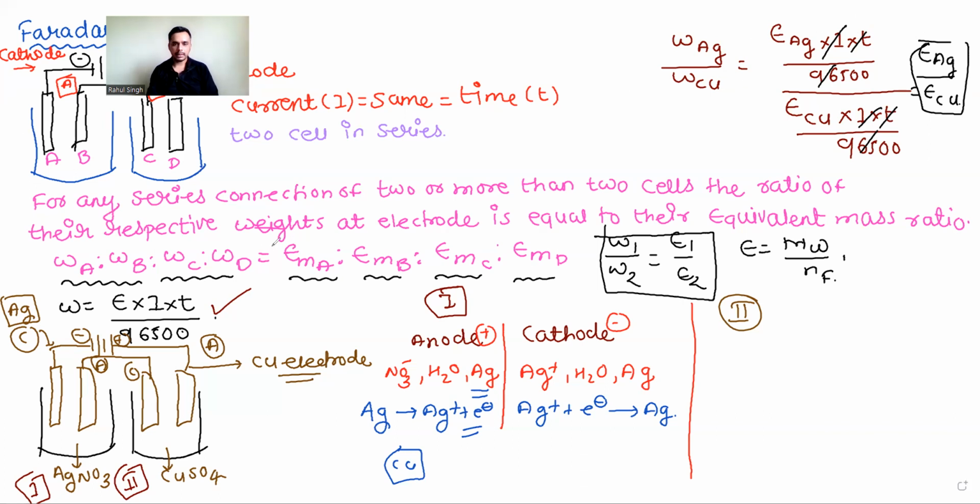This is what actually happens in the cell when, in Faraday's second law, we use a series connection. The weight is proportional to the equivalent weight of that particular metal, whatever weight is deposited on that particular electrode. So this is about the first part. I hope up to here the scenario is clear to you. Till now we have completed the electrolytic cell.